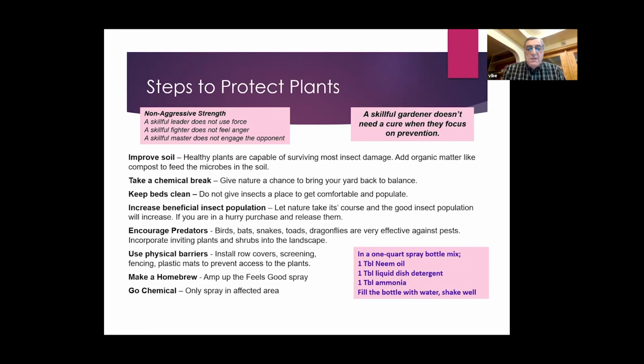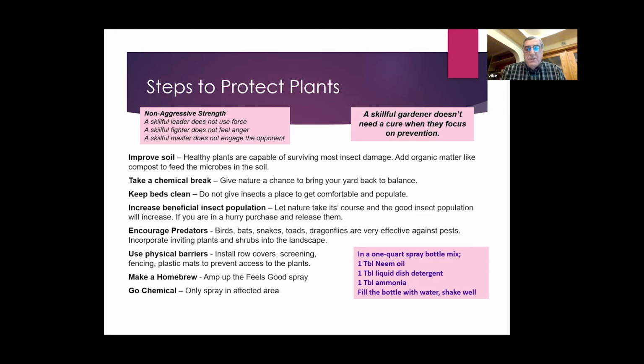Encourage these predators, the birds, the bats, the snakes, the toads, even all the insects, by incorporating good practices in your yard, and bring some other things into your yard where they might grow and survive. And we'll talk a little bit about that when we do fireflies in a little bit.